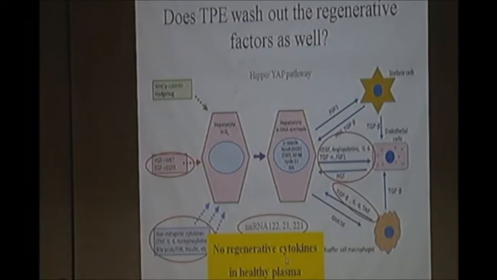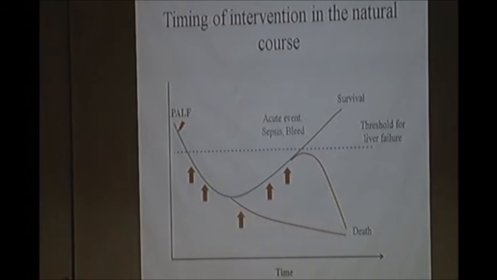So if our selection is not meticulous, and we select a patient at the time point when the liver has started to regenerate, we are likely to cause more harm by washing away the regenerative cytokines and replacing them with plasma of a healthy person, which will not have regenerative cytokines. So that again ultimately brings us to that final question: when to intervene, when to do a plasmapheresis.